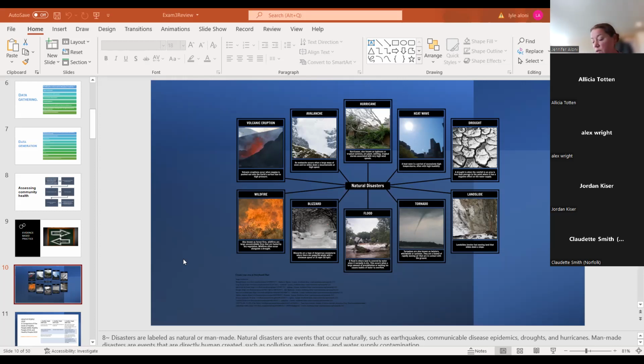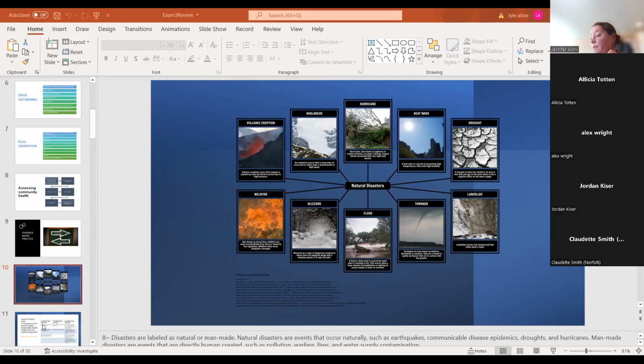What else can a human do to create a disaster? Pollution, warfare, water supply contamination. Yep, good. All those. A bioterrorism act will be human, right?